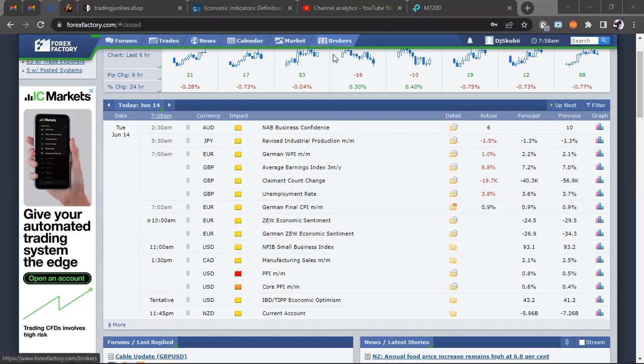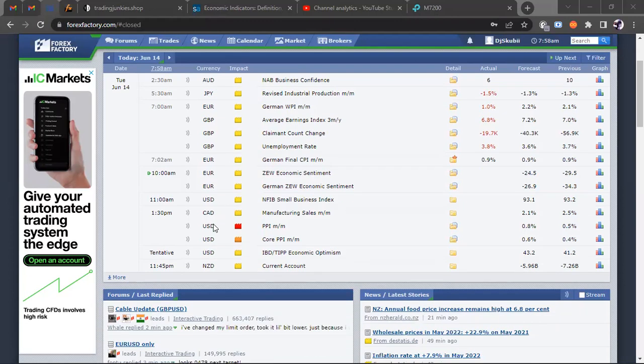Anyways, let's dive into what we have today. From fundamentals, all low impact news up until 130, we have PPI. And then the mid impact news, core PPI. This is basically like a sub news of the PPI.